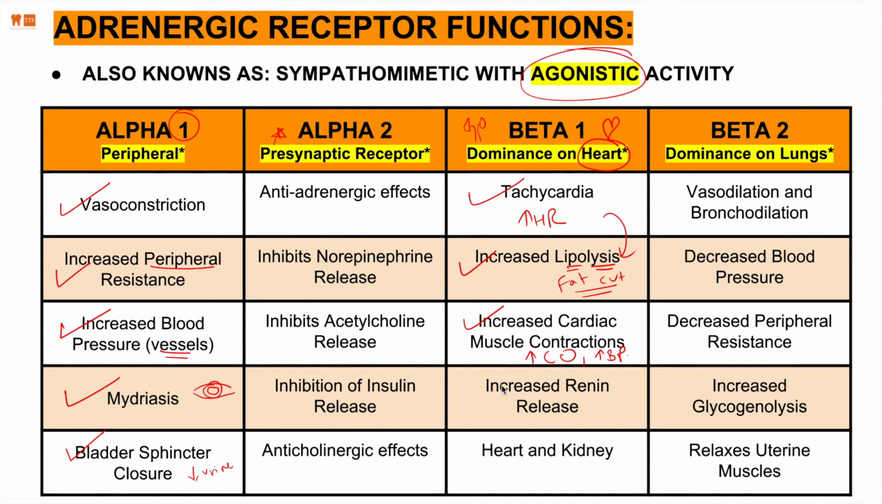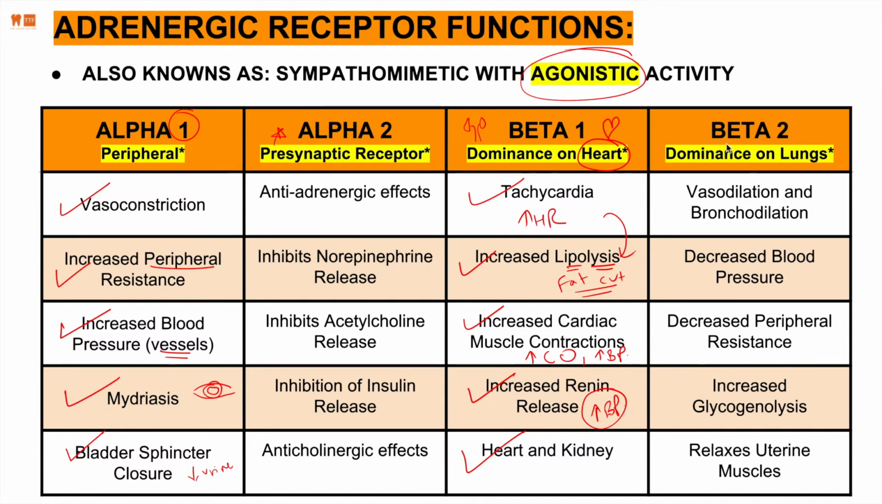At the kidneys, it increases renin release. Renin increases, and that increases blood pressure. Remember that in the antihypertensive drugs, we have a drug that prevents the entire renin-angiotensin system. Well, that's because we want blood pressure to go down. But what happens when renin is increased? Well, blood pressure goes up. That's why beta 1 is acting on the heart and kidneys directly.